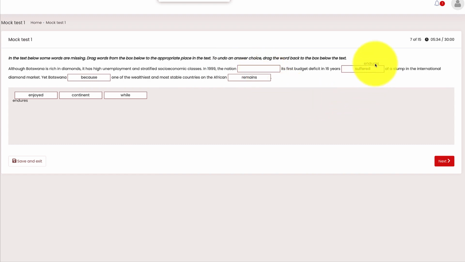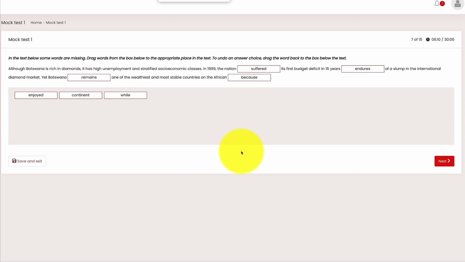If you're not happy, you can change the place as well. First, you have to bring it back here. And then let's say that you think this should be the answer here. Then you also pull it back here and then you take it there. Okay, this is how you can change your answer. So again, let's say I think remains should be here and because should be here. I will do the same thing. I'll pull both of them down and then later on I'll swap them like this.